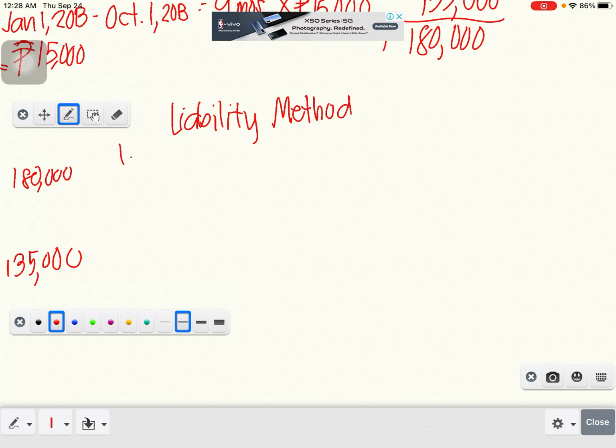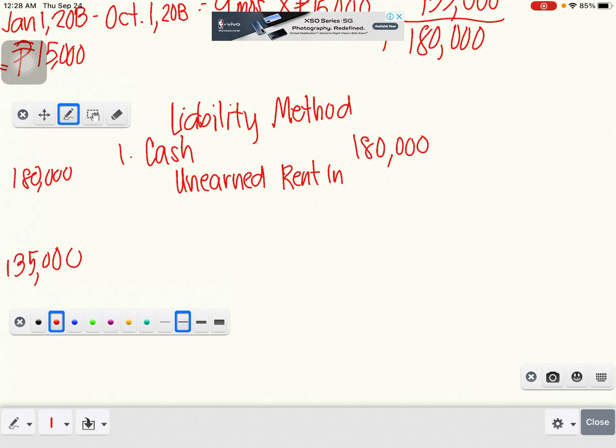So if you are to use the liability method, what entry should you record? So debit cash 180,000 and credit unearned rent income 180,000.